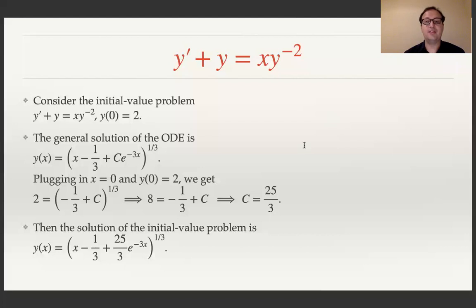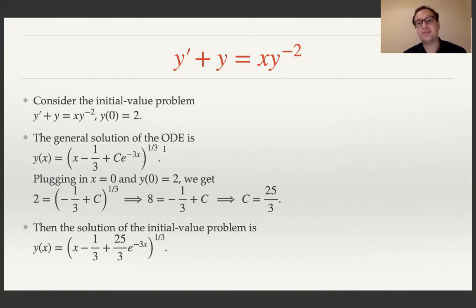So now let's solve an initial value problem for this Bernoulli equation. So let's consider the initial value problem consisting of the equation y prime plus y is equal to x y to the minus 2, together with the initial condition y of 0 is equal to 2. Since we have already computed the general solution of the ordinary differential equation, we can use it here. So the general solution is y of x is equal to (x minus 1/3 plus any constant times e^(-3x)), everything raised to the power 1/3.